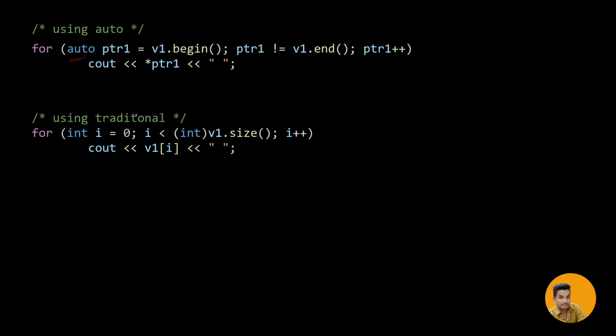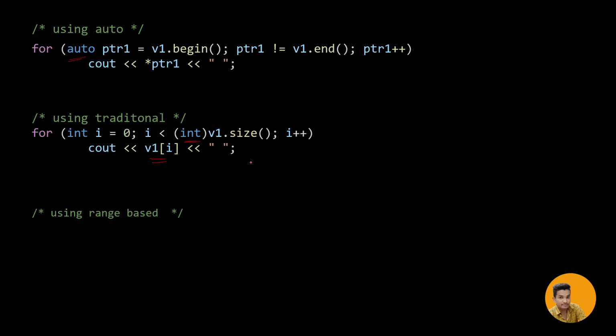And this is the traditional method in which you specify the index, i is 0, and it prints the contents of the vector like we used to do with an array. And you see here we are using typecasting because some compilers show warning messages, so it is better to typecast v1.size. The output of this is typecast to int.